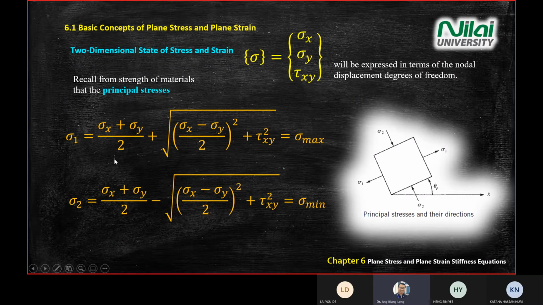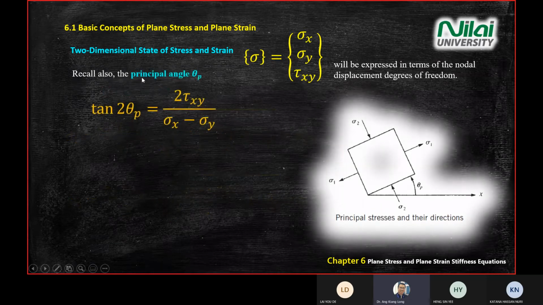Then another one is for the angle. So this is called the principal angle equation. Tangent of 2 theta, which is this angle, equals 2 shear stress xy divided by stress x minus stress y. So this is the equation. After that, you calculate, you convert, you do the arrangement of mathematics, then you get the angle in degrees here.